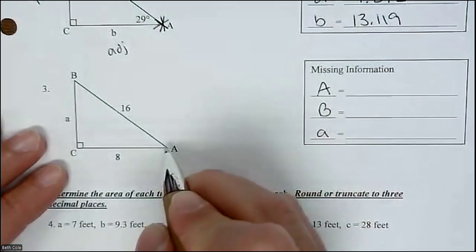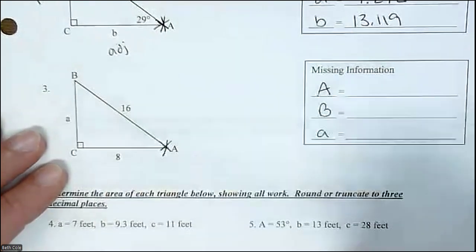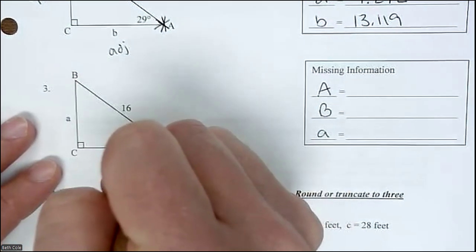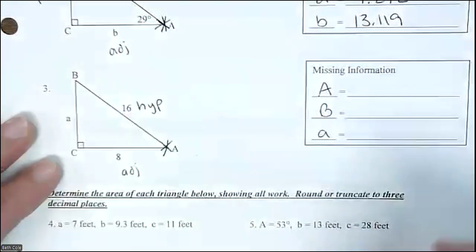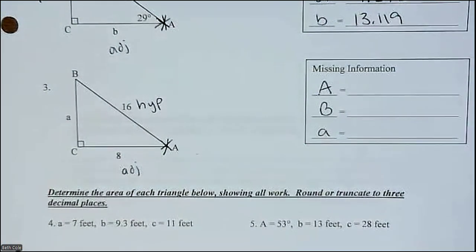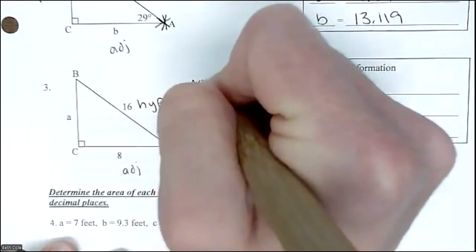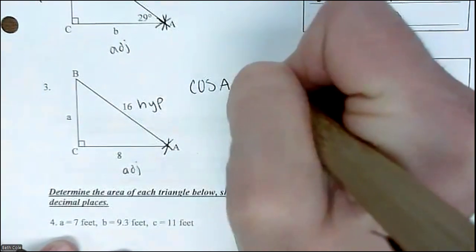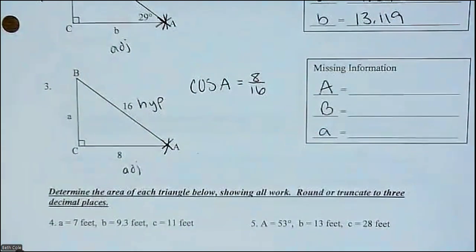So if we're trying to find angle A, that means that's your point of view. 8 is the adjacent, 16 is the hypotenuse. So what are we going to use? Sine, cosine, or tangent? Cosine, good. Cosine of A equals 8 over 16. So now how do I type that since I want the angle?